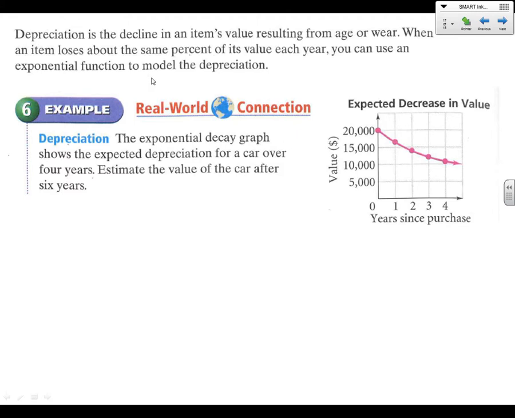Depreciation is the decline in an item's value, right? So when you buy a car, it loses its value pretty quickly, but then it'll flatten off, okay? So the exponential decay graph shows the expected depreciation for a car over 4 years. Estimate the value of the car after 6 years, okay?